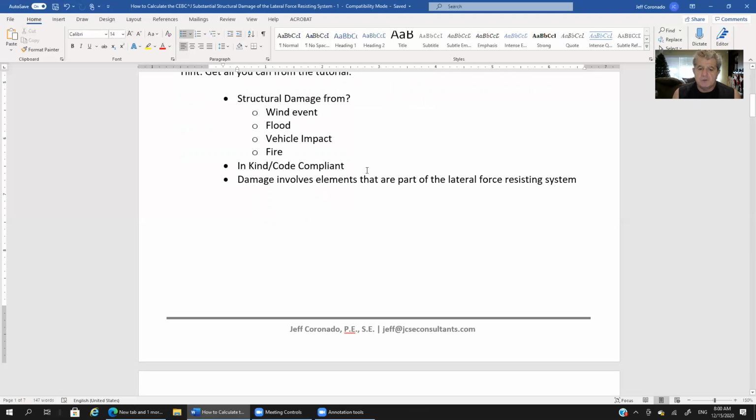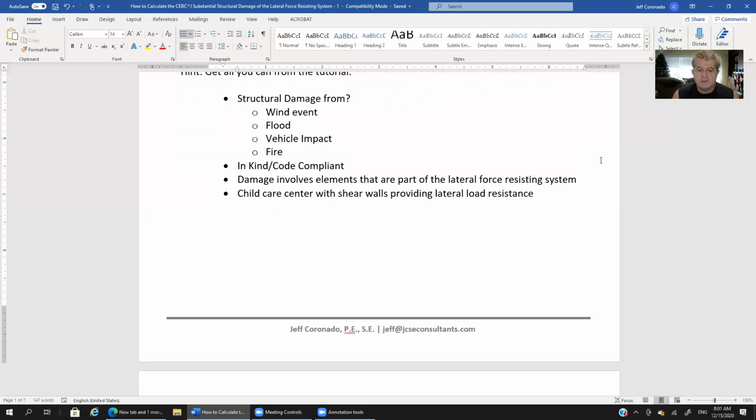Let's focus for this tutorial on damage that involves elements that are part of the lateral force resisting system. If you have any questions on what the elements of a lateral force resisting system are, I don't want to get into that in this tutorial. That's covered in other sessions in Bridging the Gap, so just leave us a note and we'll try to point you in the right direction. The same goes for damage to elements that are not part of the lateral force resisting system; there are other sessions in Bridging the Gap that cover those as well. Okay, so with that in mind, let's jump into a little bit of an example here.